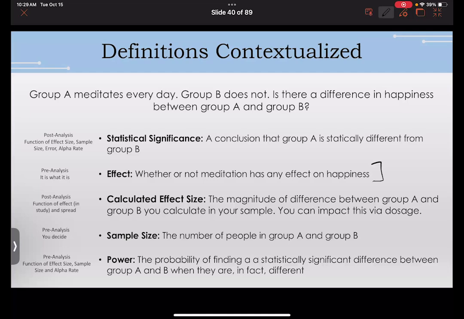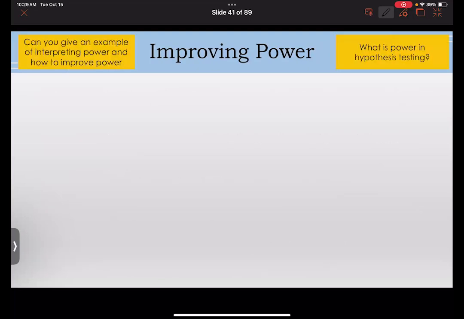Statistical significance is after we do our study, we are going to make a conclusion about whether there's an effect. That conclusion is statistical significance, but that conclusion is not necessarily right. We could be making an error, right? So that happens on the tail end. So now let's talk about power a little.